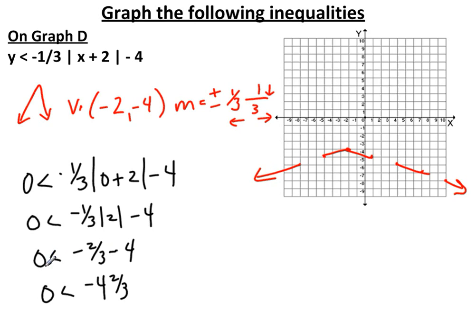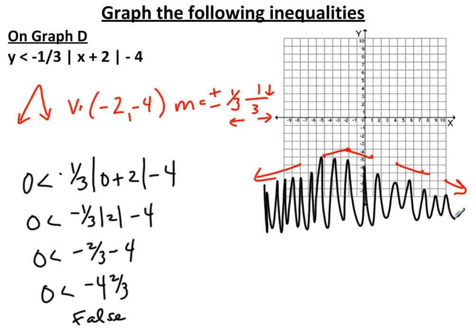Now, you could have stopped here and said, well, 0, is that ever less than a negative number? No. Or you can go all the way down and realize this is a false statement. So I'm not going to shade the side that has 0, 0. I'm not going to shade above my V. I'm actually going to shade below or inside the V.